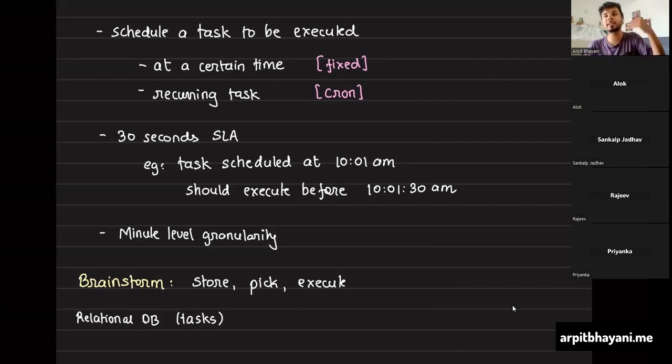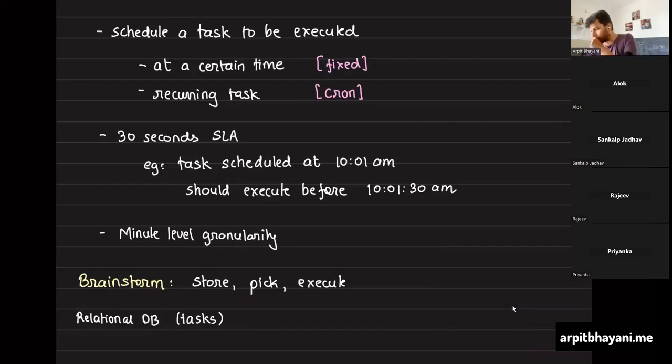So what you as a system can guarantee is, if your task is scheduled to be executed at 10:01 a.m., it should start executing, not complete its execution. It should start executing before 10:01:30. So you have a 30-second SLA within which, no matter how many tasks are there, no matter how many people scheduled how many tasks during that time, you should be able to start executing all of them within the first 30 seconds.